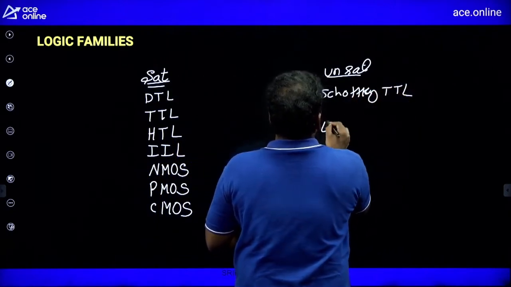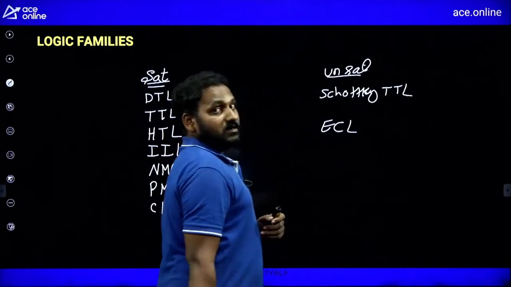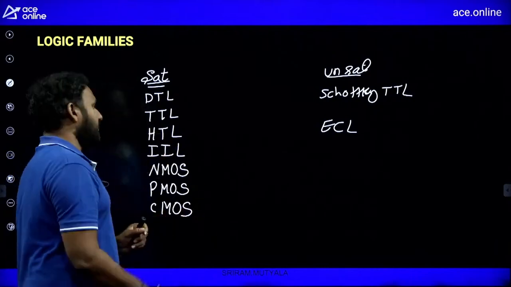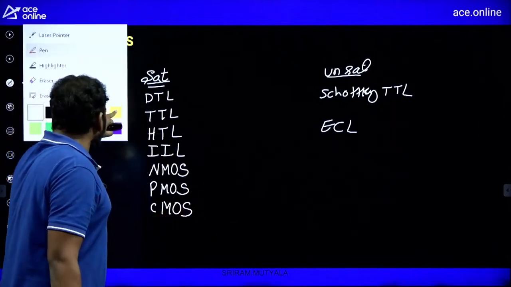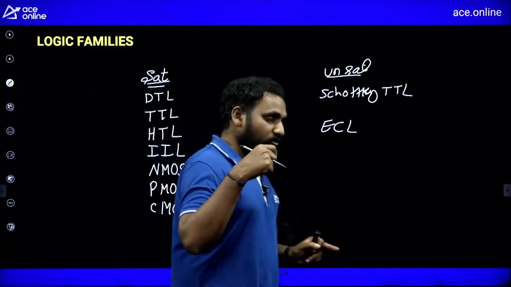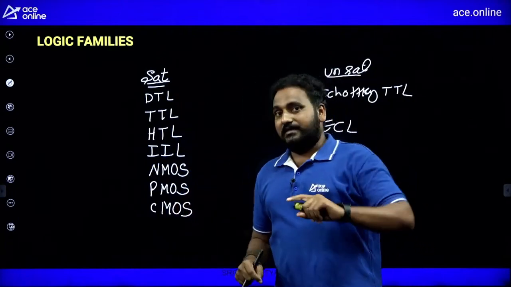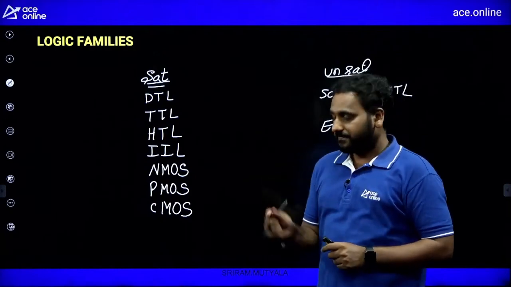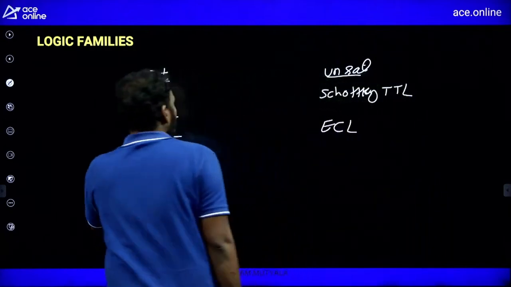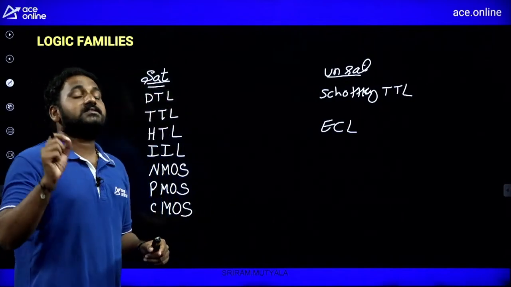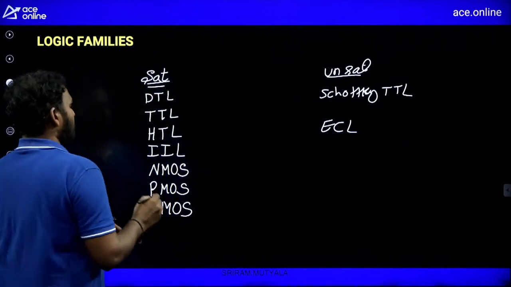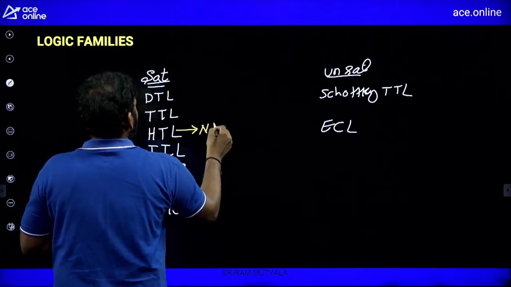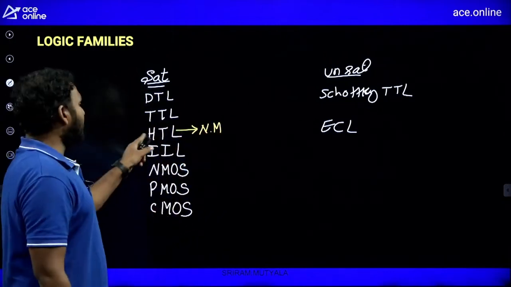ECL stands for emitter coupled logic. Now, I can't explain each and every circuit, but the main important points, you can even go through the ECE engineering services paper, you can find these questions directly. Which of the following logic family is having the highest threshold, highest noise margin? If you find a question about high noise margin, NM, it is HTL, high threshold logic.